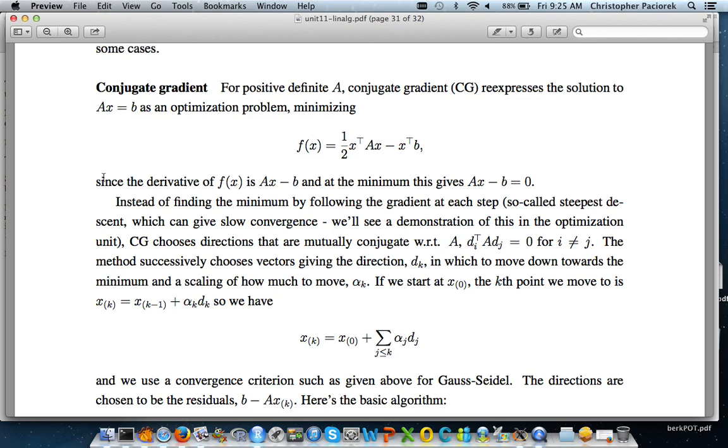Okay, any final questions on the linear algebra stuff before I switch over to simulation?